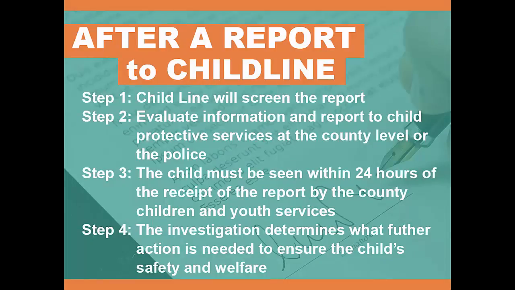First, Childline will screen the report. Next, depending on their evaluation of the information provided, Childline completes the report and shares it with Child Protective Services at the county level or the police. Then, the child must be seen within 24 hours of receiving the report by the County Children and Youth Services for further investigation. Finally, the investigation will determine what further action is needed to ensure the child's safety and welfare.